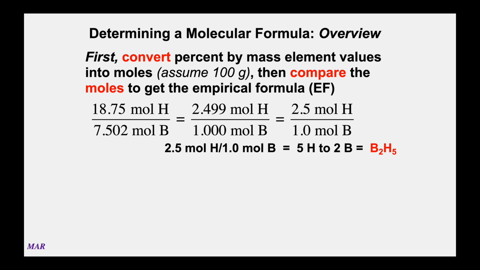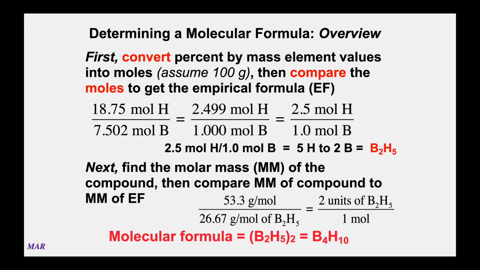We multiplied by 2 to get B₂H5. That found the empirical formula. For the molecular formula, we needed the molar mass of the whole thing, 53.3 grams per mole. We calculated the empirical formula's molar mass. B₂H5 came out to be 26.67 grams per mole, 2 borons and 5 hydrogen.